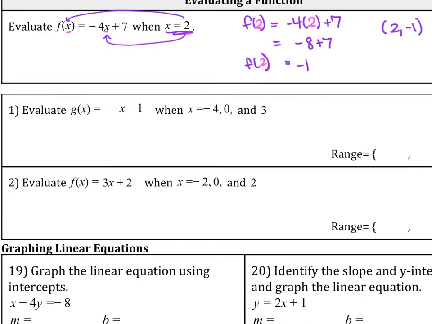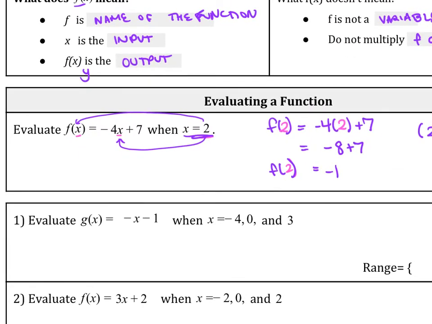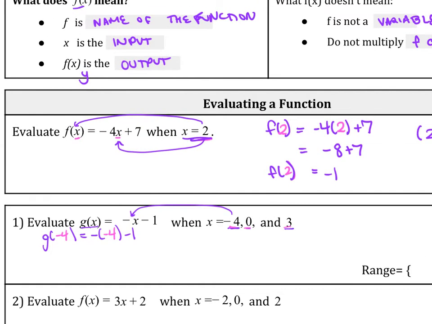So let's get some practice. Let's evaluate g of x, which is negative x minus 1, when x equals negative 4, 0, and 3. All this means is you're going to plug in three times. So we're going to plug this negative 4 in here. It's helpful because it tells us what we are plugging in. So g of negative 4 equals negative, and the x value is negative 4, minus 1.